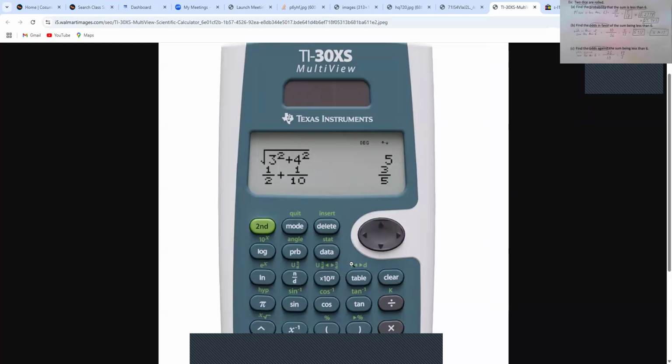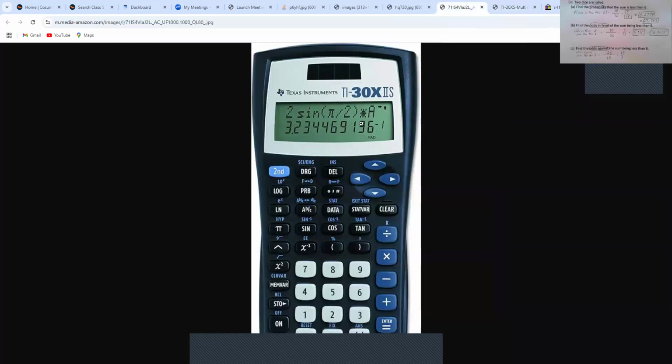See how it says FD on the top? That means fraction decimal. So if you ever need to convert between a fraction or a decimal, you could go second and then that button, then equals, and it'll probably change your fraction form to your decimal form or vice versa. See if there's something like that on this one. Yeah, there's an FD button right there above PRB, above the probability. Second PRB equals. That would convert for you between a fraction and a decimal.